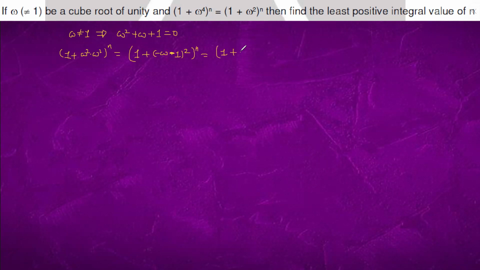This is 1 plus omega square plus 1 plus 2 omega. This is to the power n. We know that omega square plus omega plus 1 is 0. So this is simply omega plus 1 to the power n. And next side we have omega square plus 1 is minus omega to the power n.